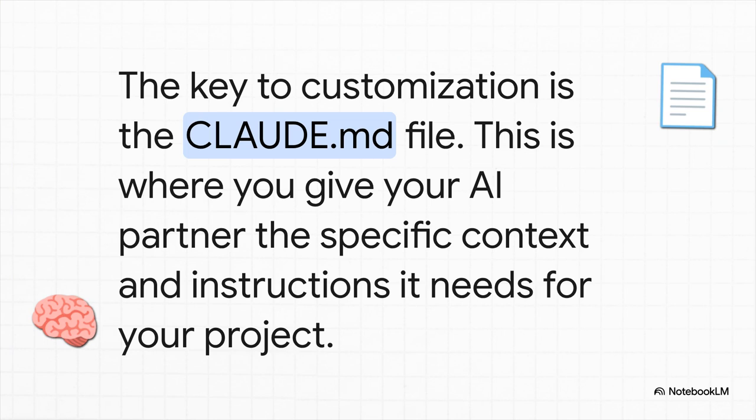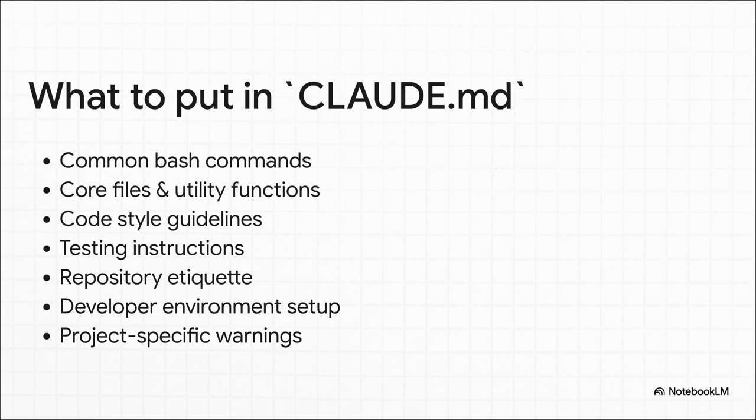And here it is, the single most important part of getting this right. It all comes down to a special file you create, CLAUDE.md. This is where you give your AI partner all the context and instructions it needs to really understand your project's unique world. You should think of this file as the persistent brain for your AI. Seriously, it's like the onboarding document you'd give to a new human developer joining your team. You put in your common commands, your style guide, how to run tests, even little things like whether your team prefers merging or rebasing. The more detail you add here, the smarter and more helpful your AI partner becomes.